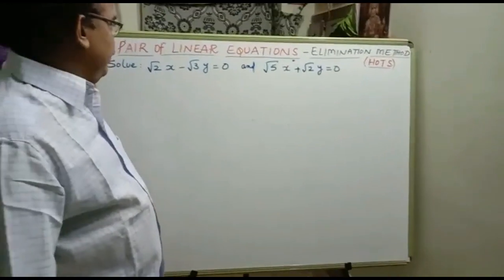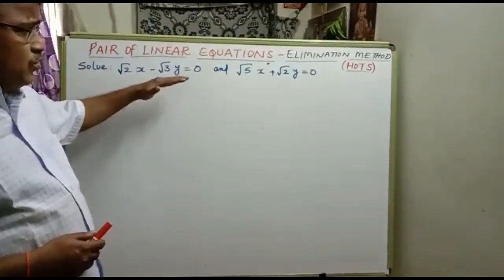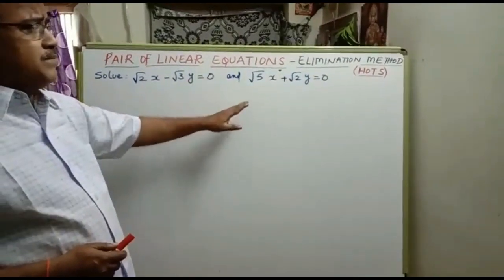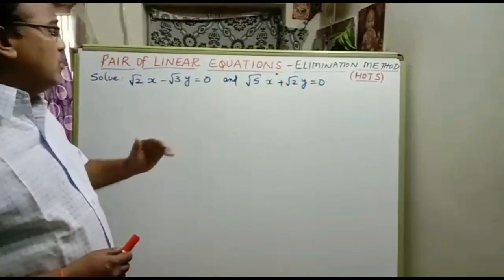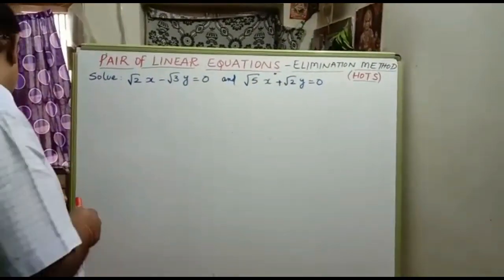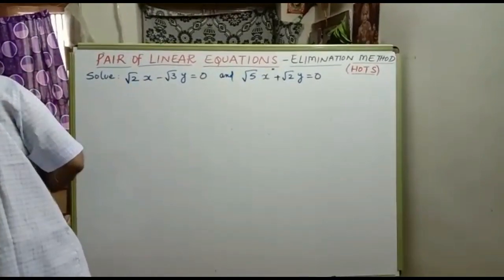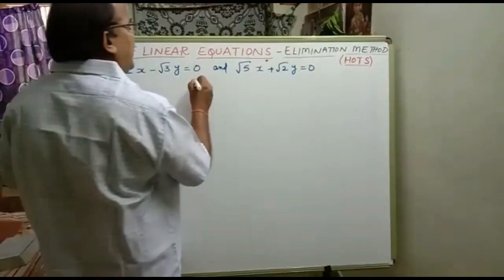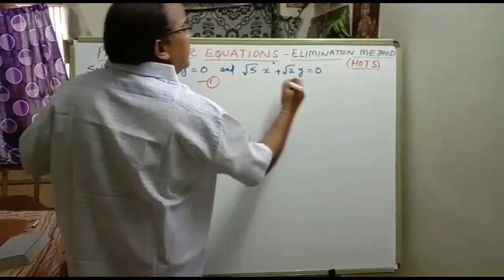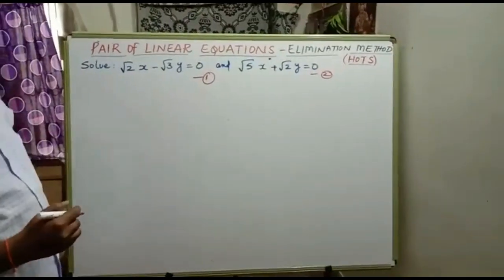here it is. Square root of 2x minus square root of 3y is equal to 0, and square root of 5x plus square root of 2y is equal to 0. We have to solve by using the elimination method. First of all, this is equation 1 and this is equation 2.